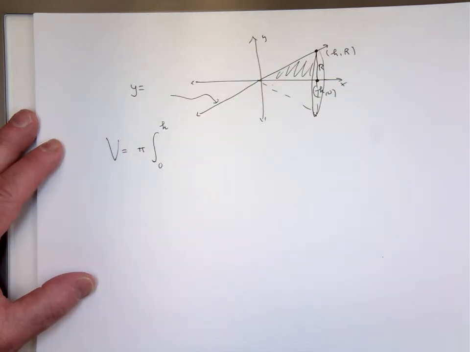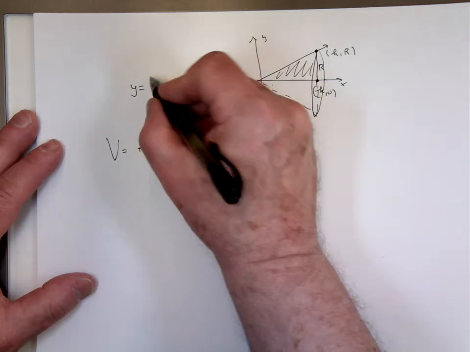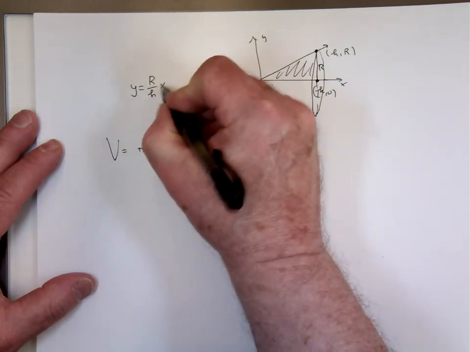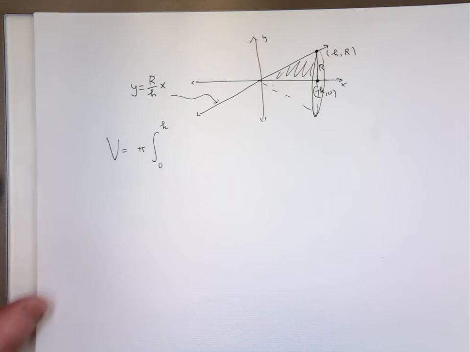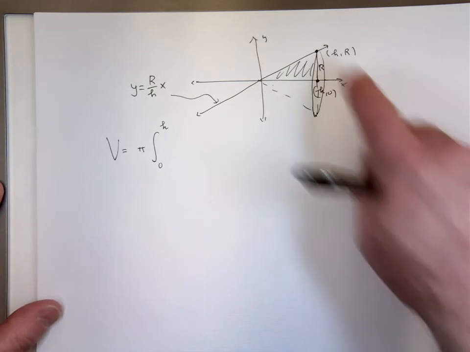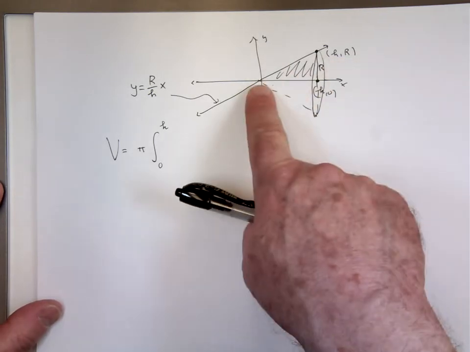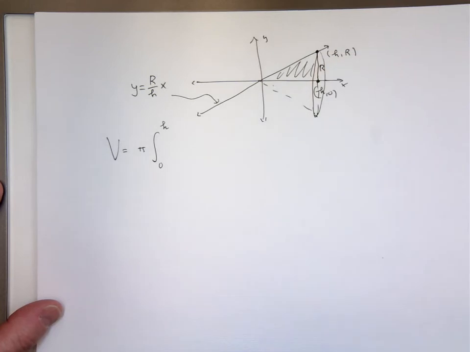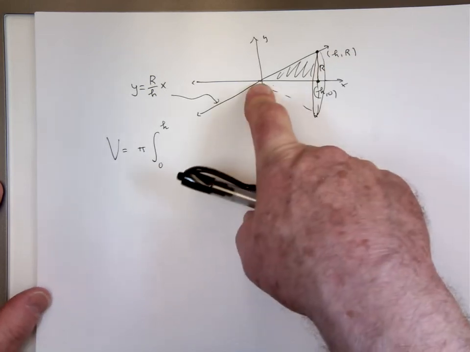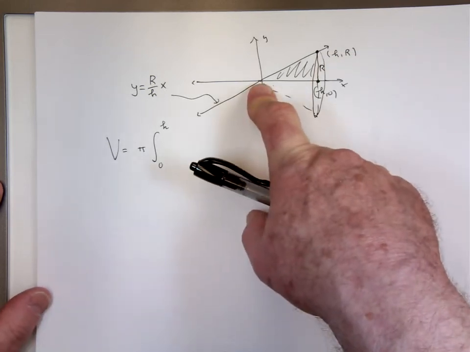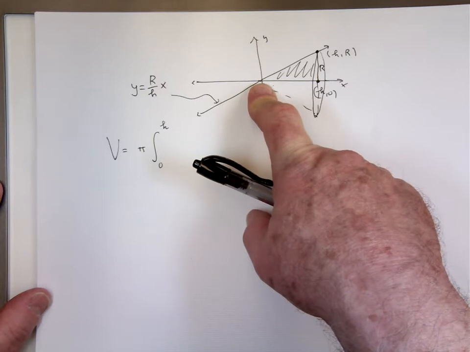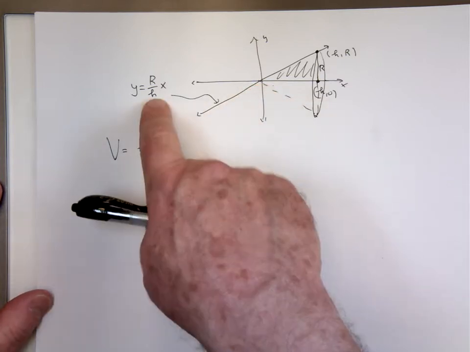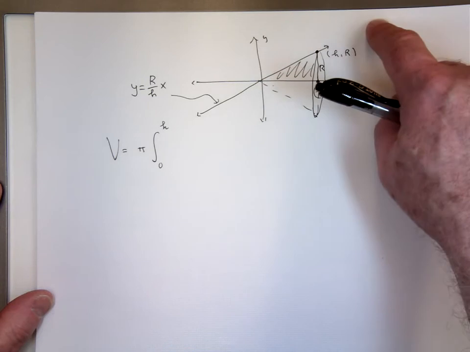R over h. You bet it is. Thank you. R over h x. Slope is r over h. Okay, it goes through the origin, change in y over the change in x. Since it goes through the origin, b is equal to 0. Is everybody okay? Okay, that's our function. Y equals r over h x.